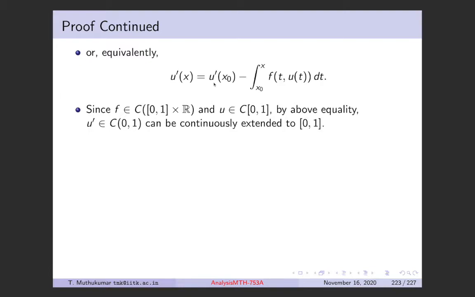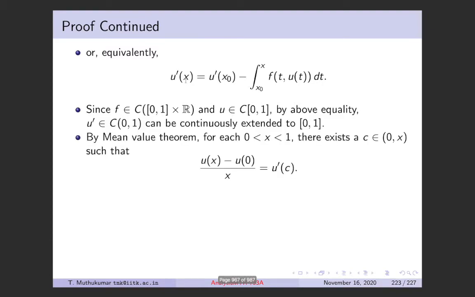Now we'll actually show that at the endpoints u prime can be differentiated. So for that, by the mean value theorem, you know that if you fix an x, then there is a c between 0 and x such that this happens, right? u of x minus u of 0 over x minus 0, which is x, is u prime of c. This happens for some c. So for every x, there is a c such that this happens. Now you take the limit x going to 0 on the left hand side. When you take the limit x going to 0 on the left hand side, what you get is actually the derivative of u at 0. So this should converge to u prime of 0.